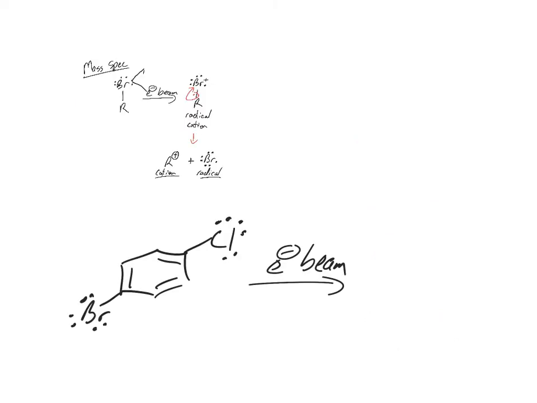Right, so we're going to take a look at an example the group had drawn. So you have a bromine and a chlorine on a benzene ring and you're going to put that in the electron beam. So what's going to happen? What's the electron beam do? It's going to knock out an electron. Which one is it going to knock out? Why the bromine? It doesn't have to do with size.